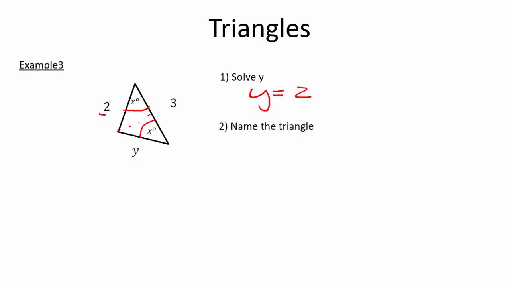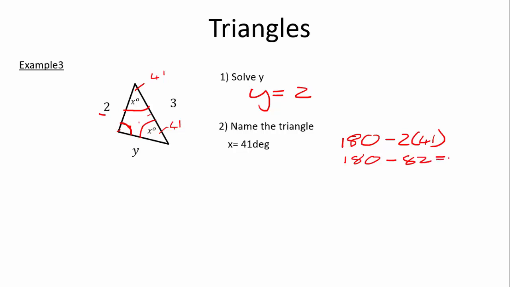Now how can we name the triangle? I'm going to tell you that x is equal to 41 degrees. So it's 41 degrees here, 41 degrees here, right? So what would this angle be over here? So that angle there is 180 minus 2 times 41. So that's 180 minus 82, which is equal to 98. Okay, so we can immediately see there's an angle bigger than 90 degrees. So it's immediately going to be obtuse, isosceles, because we know it's an isosceles.